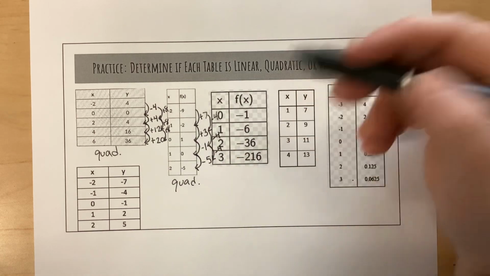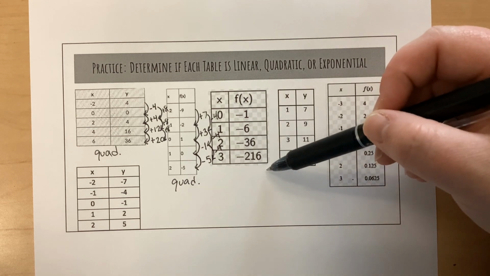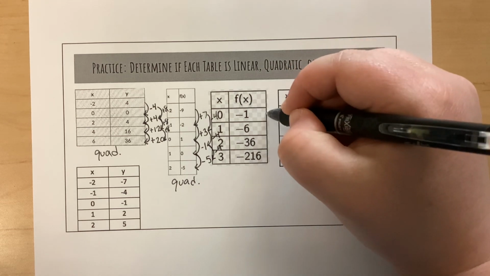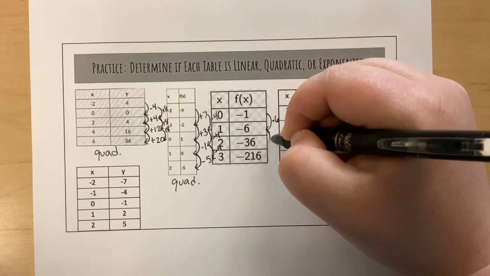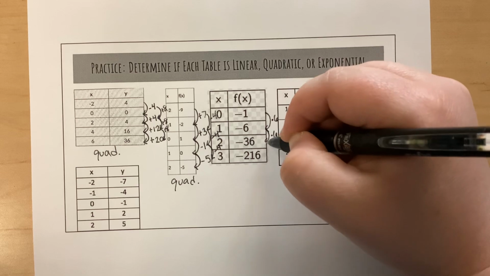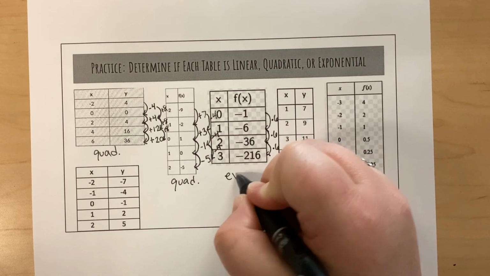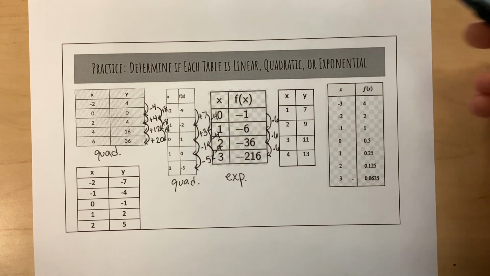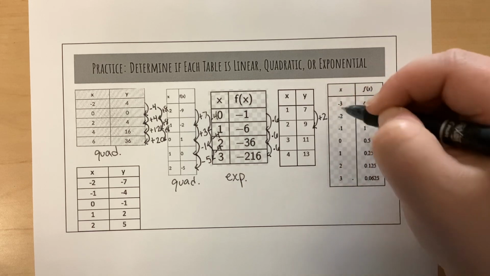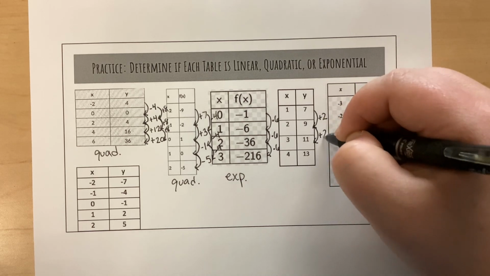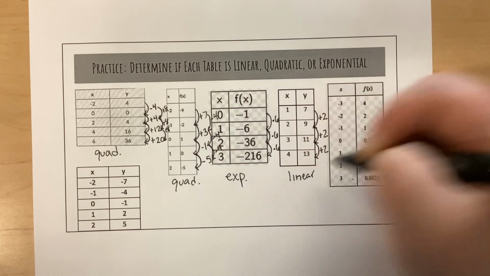Let's take a look at this one. Now this time, I notice this is decreasing rapidly, so I'm going to see if I can multiply by the same amount each time. If I take -1 and I multiply it by 6, I get -6. If I multiply that by 6 again, I get -36. And if I multiply that by 6 again, I get -216. So this one is exponential. All right, this one's not changing as quickly, so I'm going to try adding. I would add 2 here. To get to 11, I would add 2 again. And to get to 13, I would add 2 again. So this one is linear.